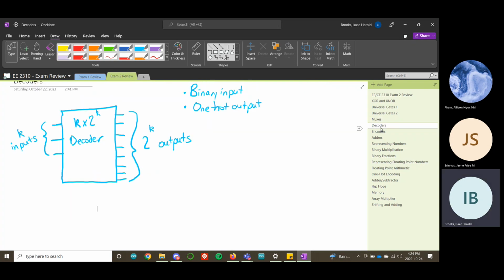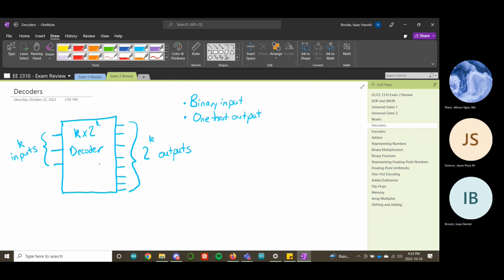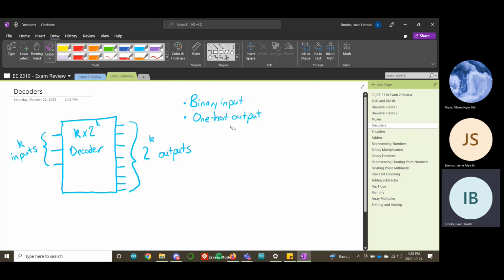Next up is decoders. Decoders and encoders are easy to get mixed up, but just try to remember what the input is and what the output is, and then you'll be able to work backwards from there to figure out when to use which. A decoder takes binary input and has one-hot output. It's like decoding a binary number, spreading it out into one of many outputs.